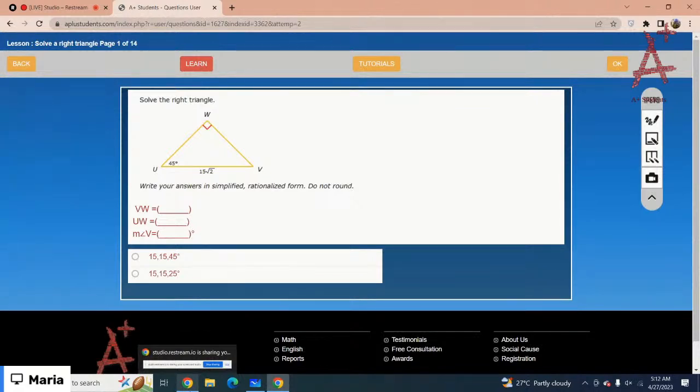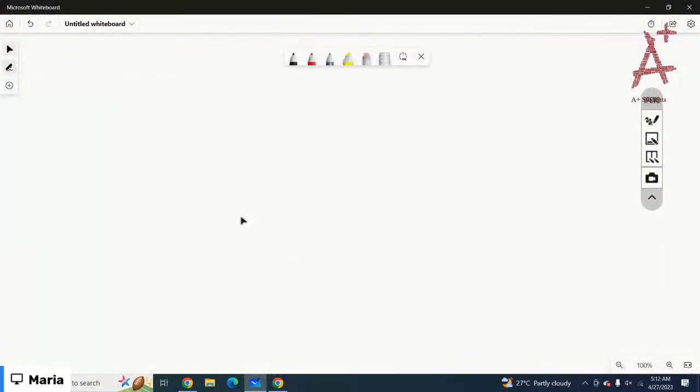Okay, I'm going to solve the right angle triangle. You are given one of the angles 90 degrees, one of the angles 45 degrees, and you are given the 15 square root 2. Got it? So we need to see the special triangle, that is 45, 45, and 90. Got it? Okay. So first we are going to see the 45, 45, and 90 triangle.